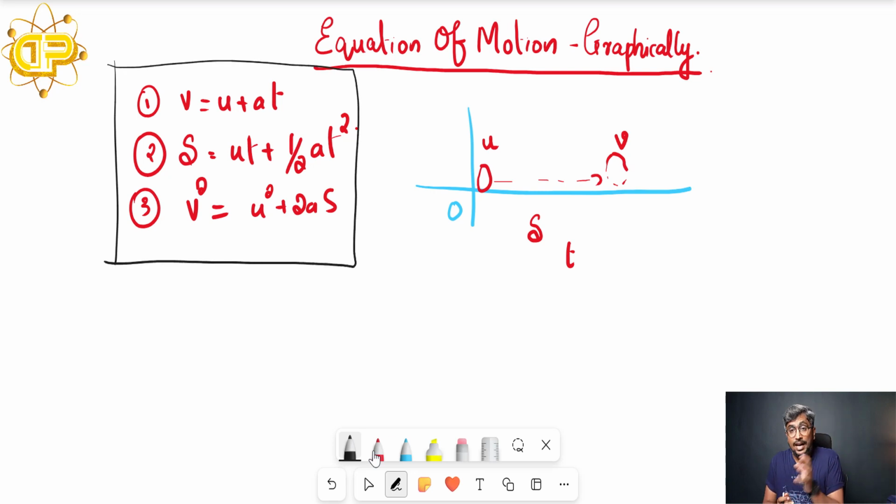So we had proved it mathematically, and those who want to see it once again, I will pin it somewhere here and you can go through it and revise. Okay, so now we need to find it graphically.